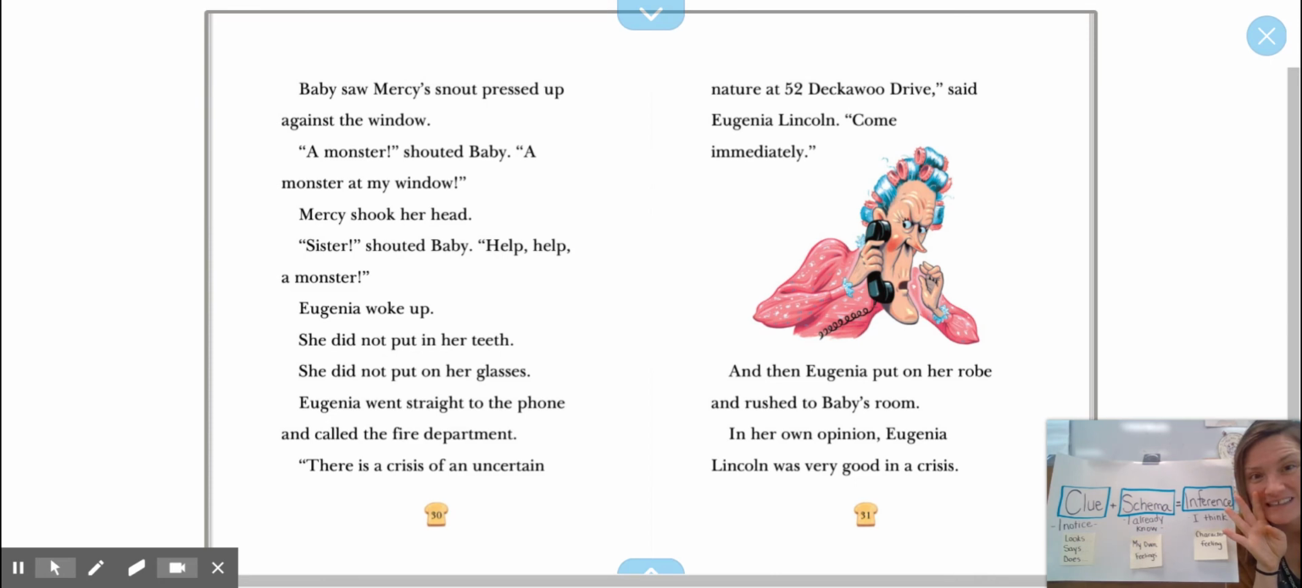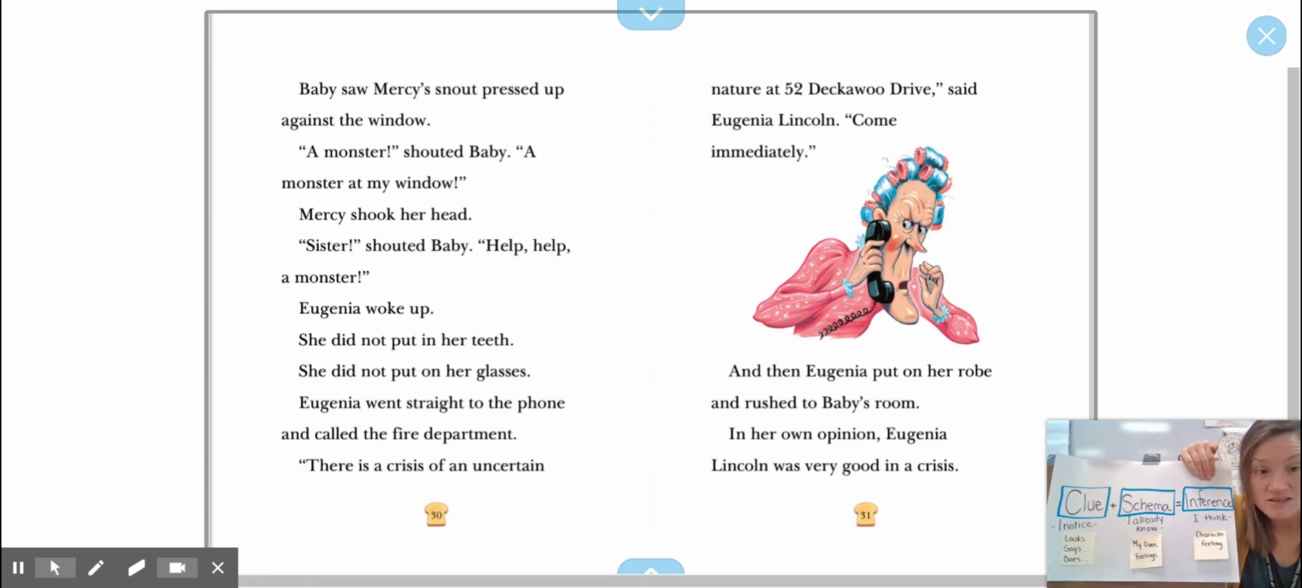By the way, putting in her teeth, that means she has to have fake teeth. Eugenia went straight to the phone and called the fire department. This is a crisis of uncertain nature at 52 Decawood Drive, said Eugenia Lincoln. Come immediately. All right, I'm going to stop right there and I'm going to look for some clues to try and infer how she's feeling. So, man, lots of clues here. She's saying that it's a monster. She thinks there's a monster at her window. I think if I ever thought there was a monster at my window, how would I be feeling? Terrified, really, really worried. So I think that might be how she's feeling too.